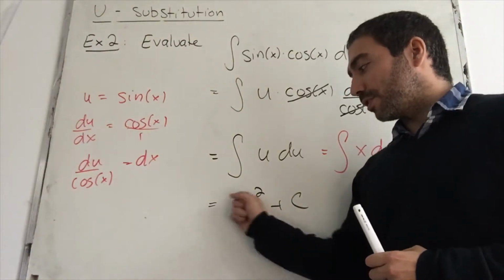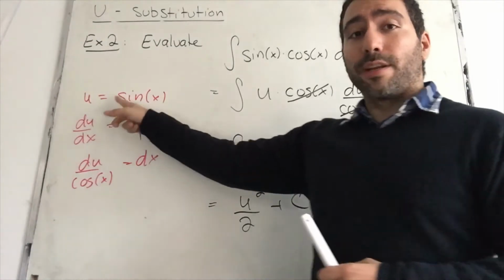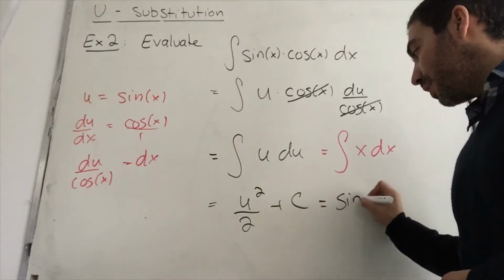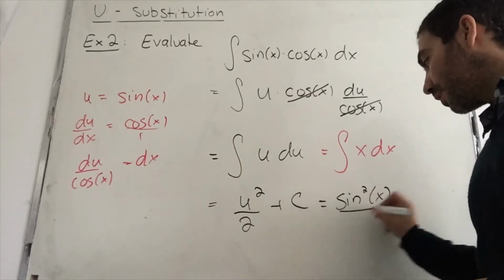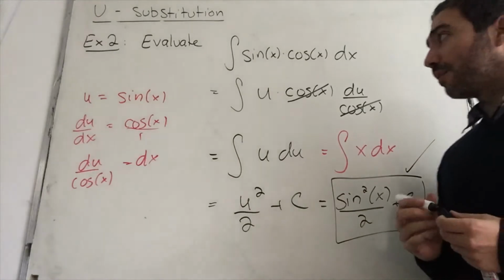Here you express your answer in terms of u. Switch that back. What's u equal to? U is equal to sine. Bring back the sine. So what we really have to complete the question is sine squared of x, all that divided by 2, plus c. And this is the correct final answer.